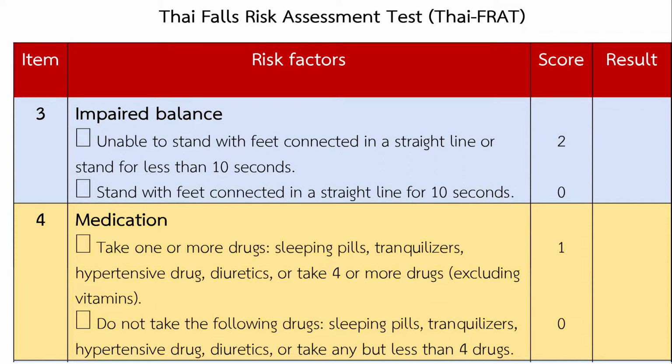Risk factor 4, medication. Take one or more of the following drugs: sleeping pills, tranquilizers, hypertensive drugs, diuretics, or take 4 or more drugs, including vitamins, scored 1. Do not take the following drugs: sleeping pills, tranquilizers, hypertensive drugs, diuretics, or take any but less than 4 drugs, score 0.